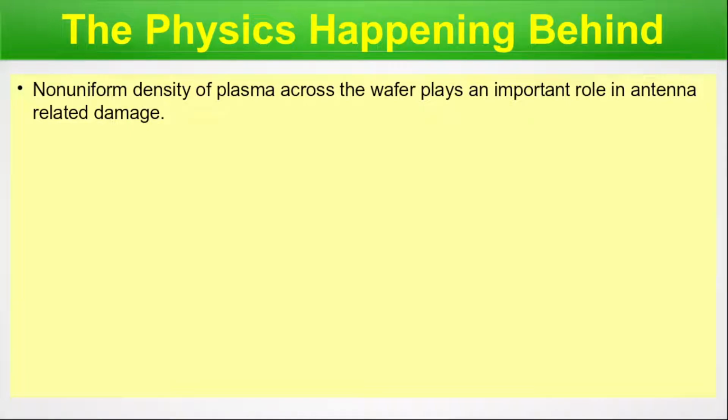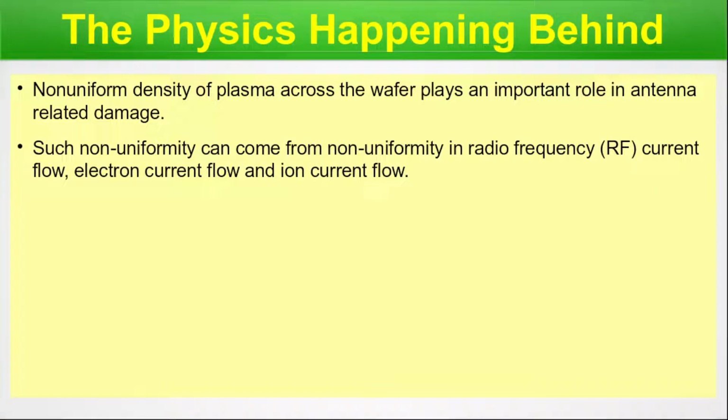Let's move on to the physics happening behind. Non-uniform density of plasma across the wafer plays an important role in antenna related damage. Remember, here we'll go deep into the physics happening in the antenna phenomenon. Such non-uniformity can come from non-uniformity in radio frequency, RF current flow, electron current flow, ion current flow. All these are related when a semiconductor process is going.